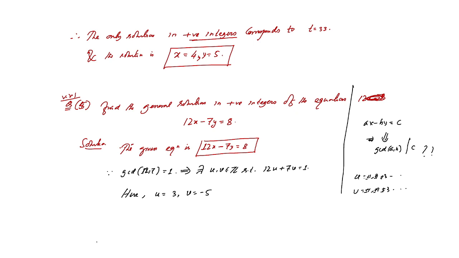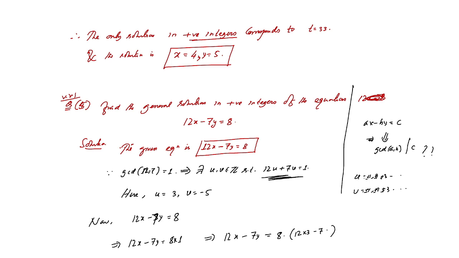Okay. So now what is exactly given? It is given that 12x minus 7y equals 8. And that we can write as 12x minus 7y equals 8 into 1. And in place of 1 we write 12u plus 7v. So 12 times u, u means 3, minus 7 times v, v means minus 5.